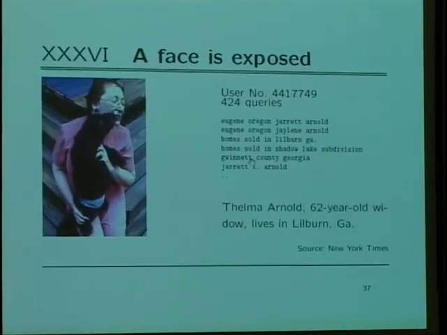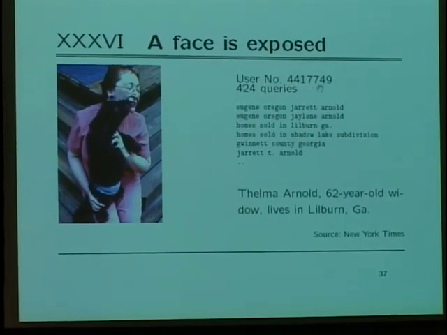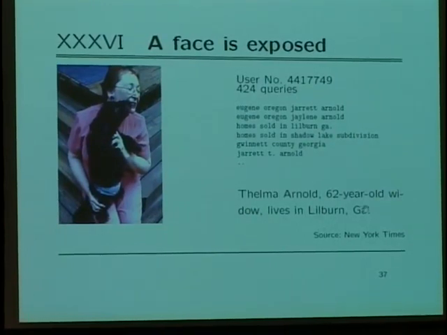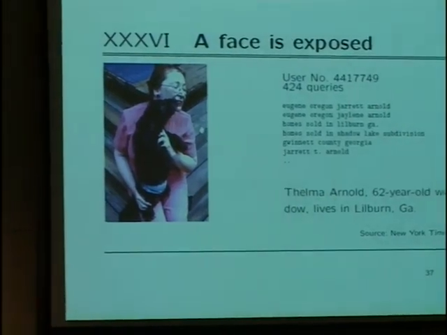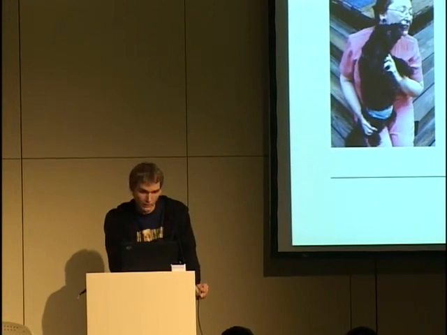I'm not the first one investigating this area. The New York Times identified user 4417749, which is Thelma Arnold, a 62-year-old widow who lives in Lilburn, Georgia. They published a photo of her. How they did it: they looked at her queries, and they found a lot of searches for the family name Arnold. And Thelma Arnold was looking for homes sold in Lilburn, Georgia, or homes sold in Gwinnett County, Georgia. Well, this led to the identification of this user. And I'm sure you believe me that you could identify more user IDs in the data.